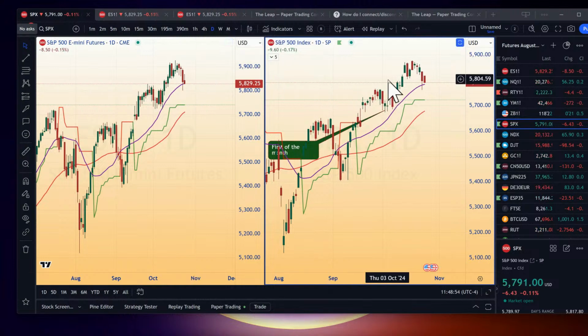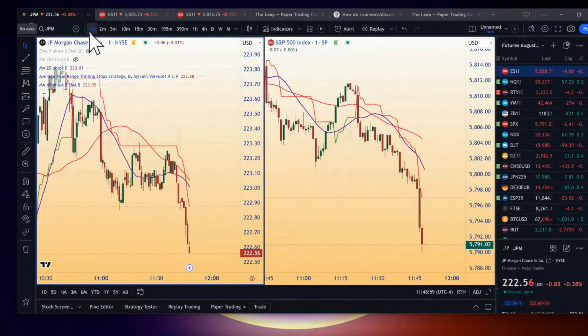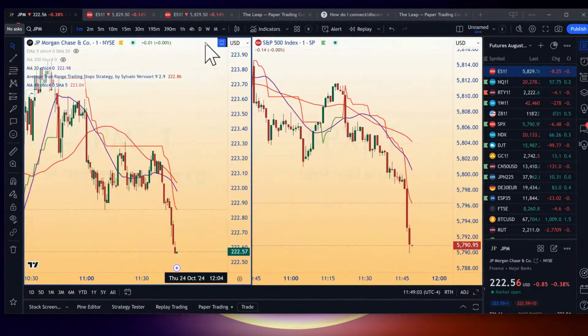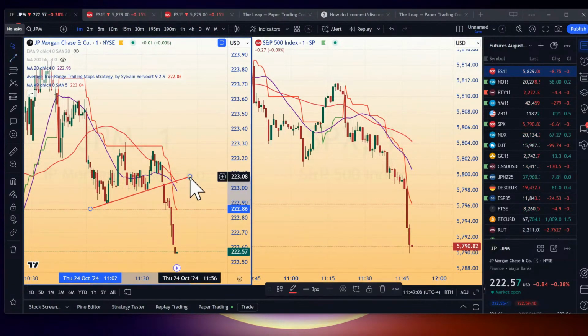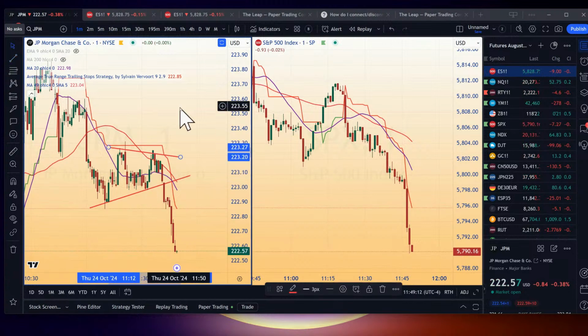When we saw the Russell go down, we shorted a bank stock that had a bear flag. There's your bear flag. Anybody in the essentials room, listen to me about this. There you go. We're short in here. I'm still short JP Morgan, by the way.